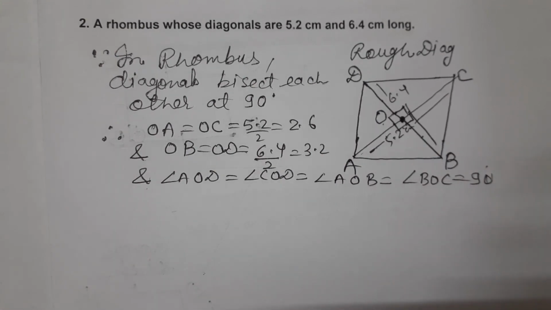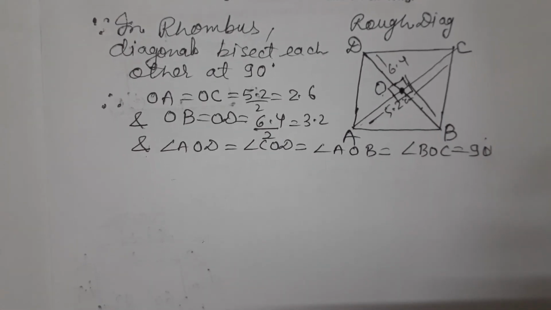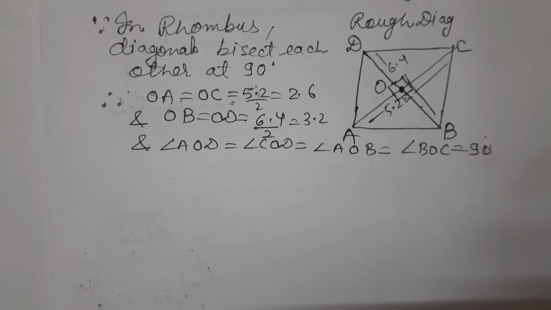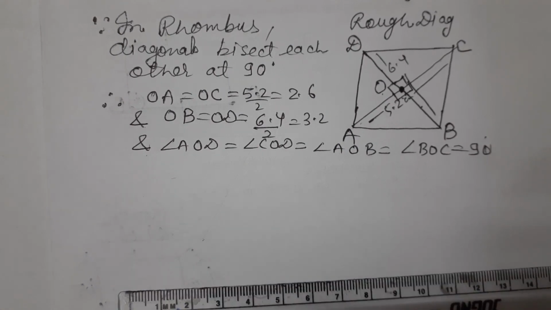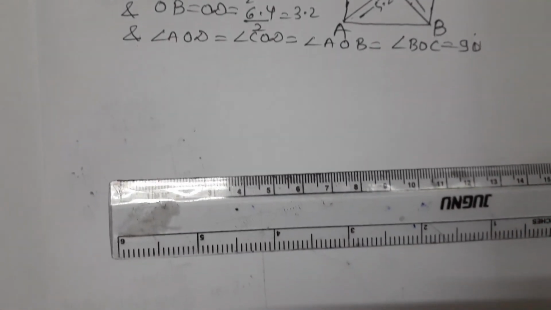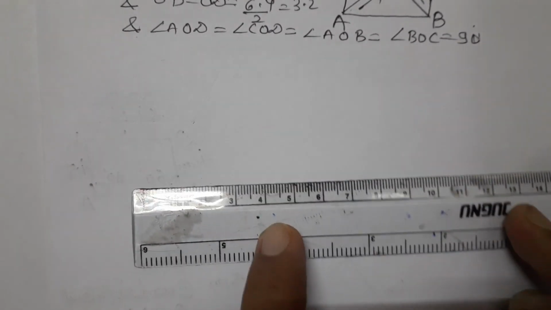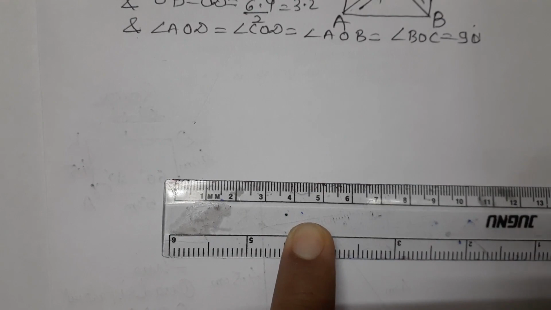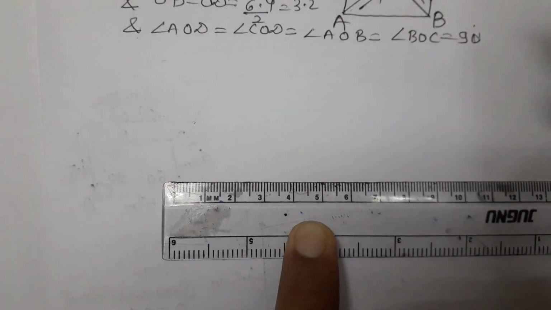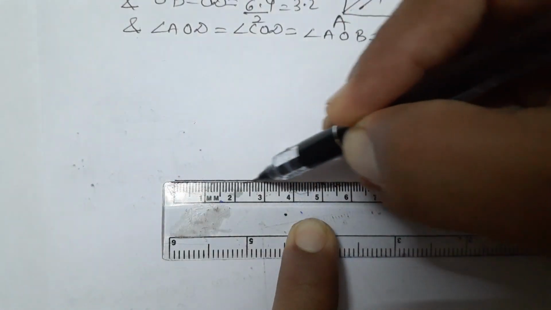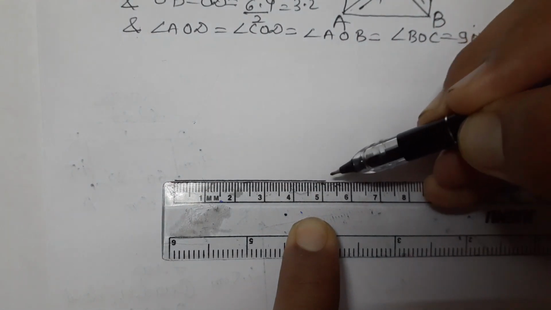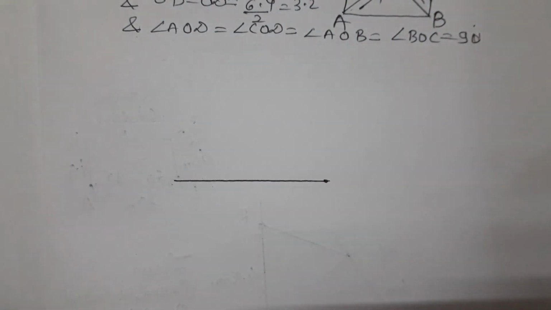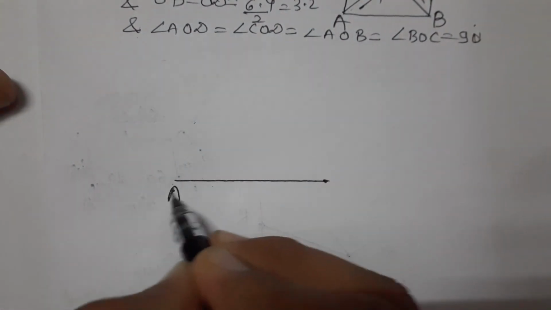So let's start by making a diagonal. We can start with any diagonal. So let's start with AC only. AC is given to us as 5.2. So see children, we'll make the first diagonal AC 5.2. So this is 5.2, name it AC.